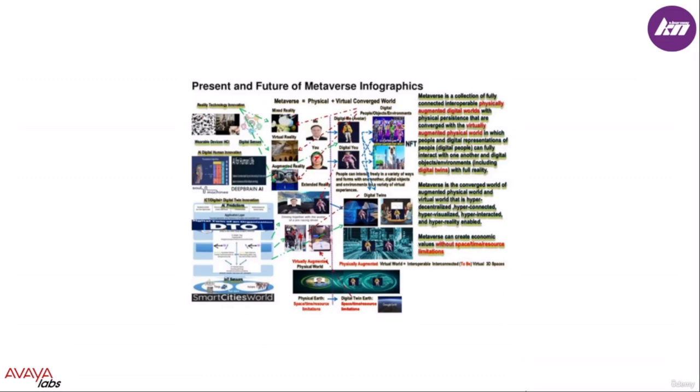So basically, a physically augmented digital world with a physical persistence that is converged with a virtually augmented physical world, in which people and digital representations of people, that means digital people, can fully interact with one another and digital objects or environments, including digital twins, which we're going to discuss later, with full reality. So this is a big concept.